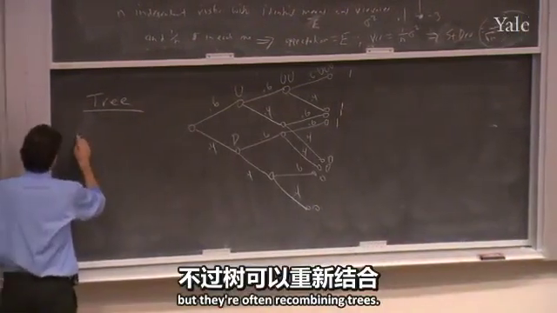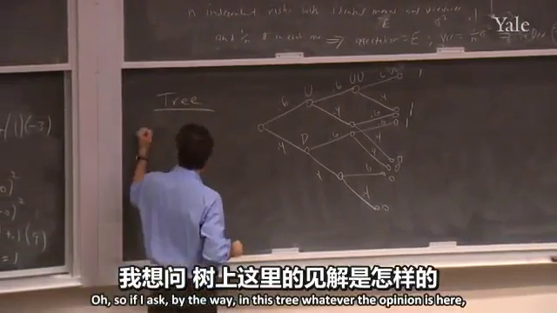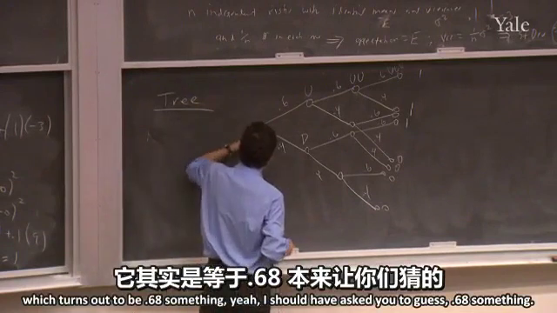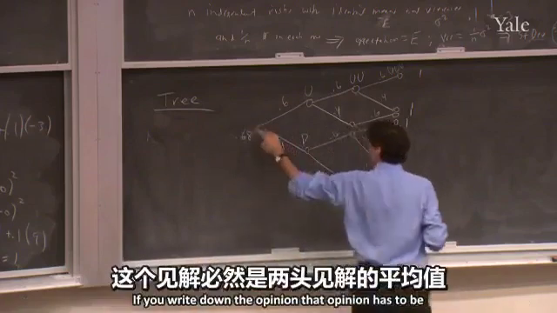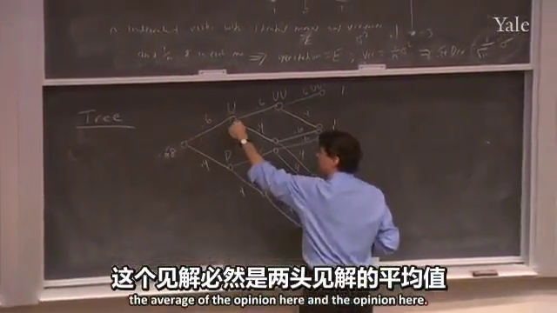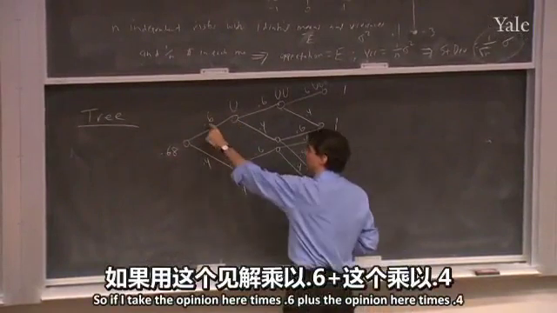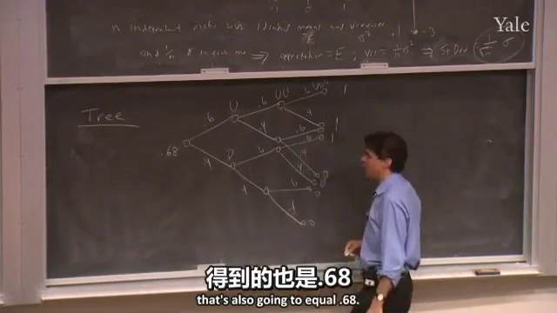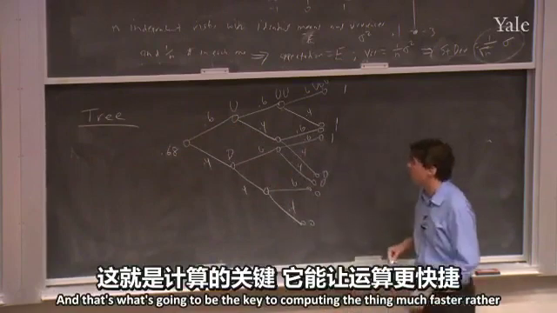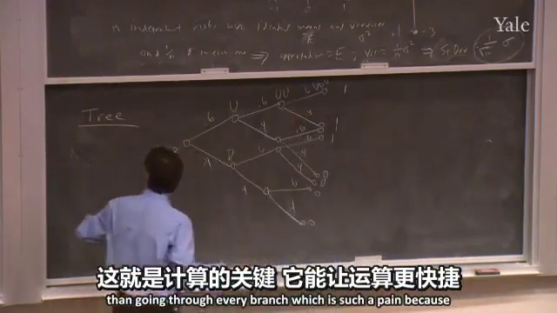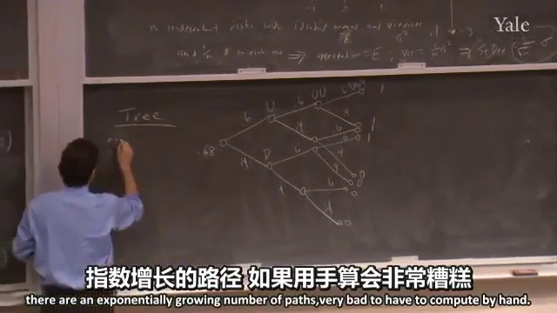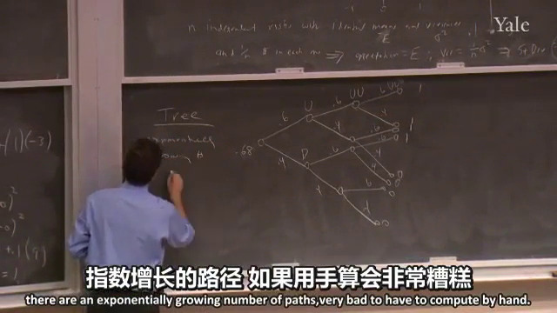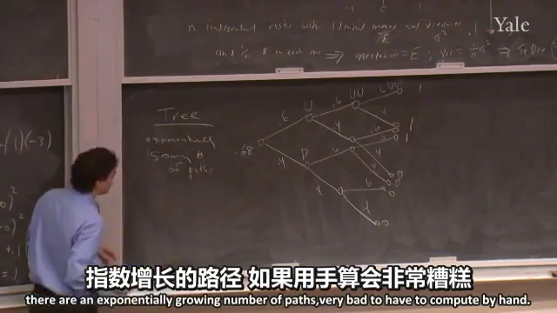But they're often recombining trees. So if I ask, by the way, in this tree, whatever the opinion is here, which turns out to be 0.68 something. Yeah, I should have asked you to guess, 0.68 something. If you write down the opinion, that opinion has to be the average of the opinion here and the opinion here. So if I take the opinion here times 0.6 plus the opinion here times 0.4, that's also going to equal 0.68. Okay, and that's what's going to be the key to computing the thing much faster, rather than going through every branch, which is such a pain. Because there's an exponentially growing number of paths. Very bad to have to compute by hand.